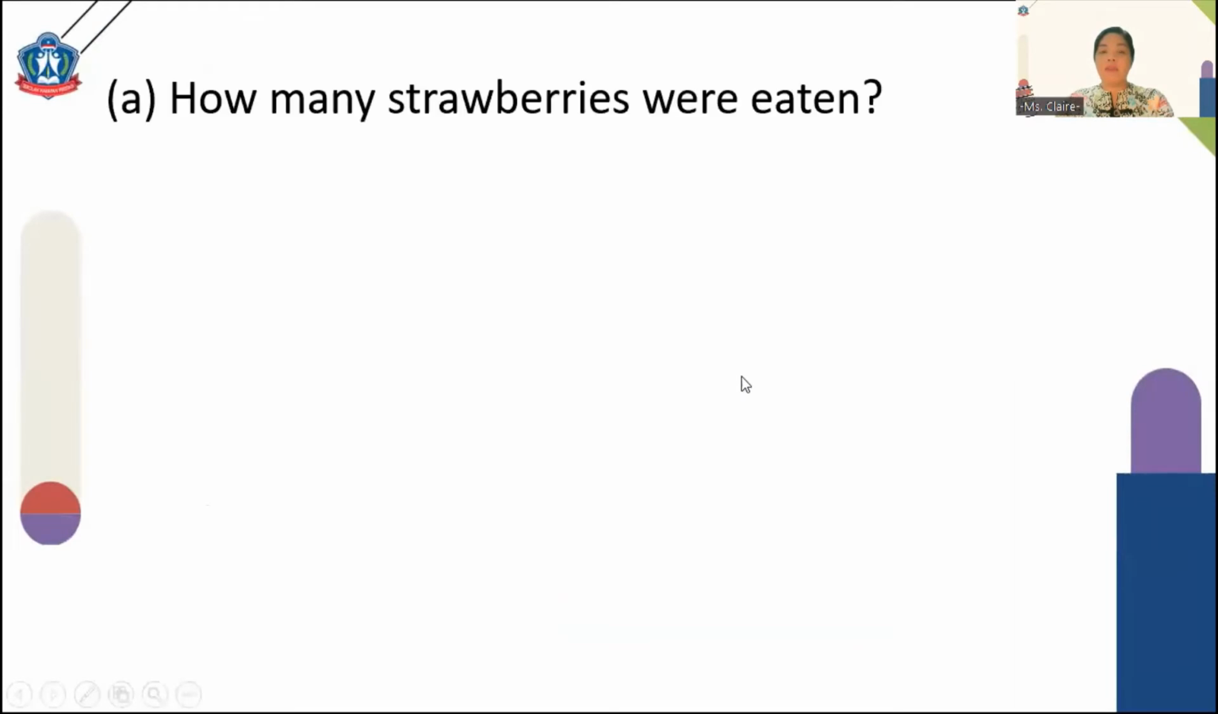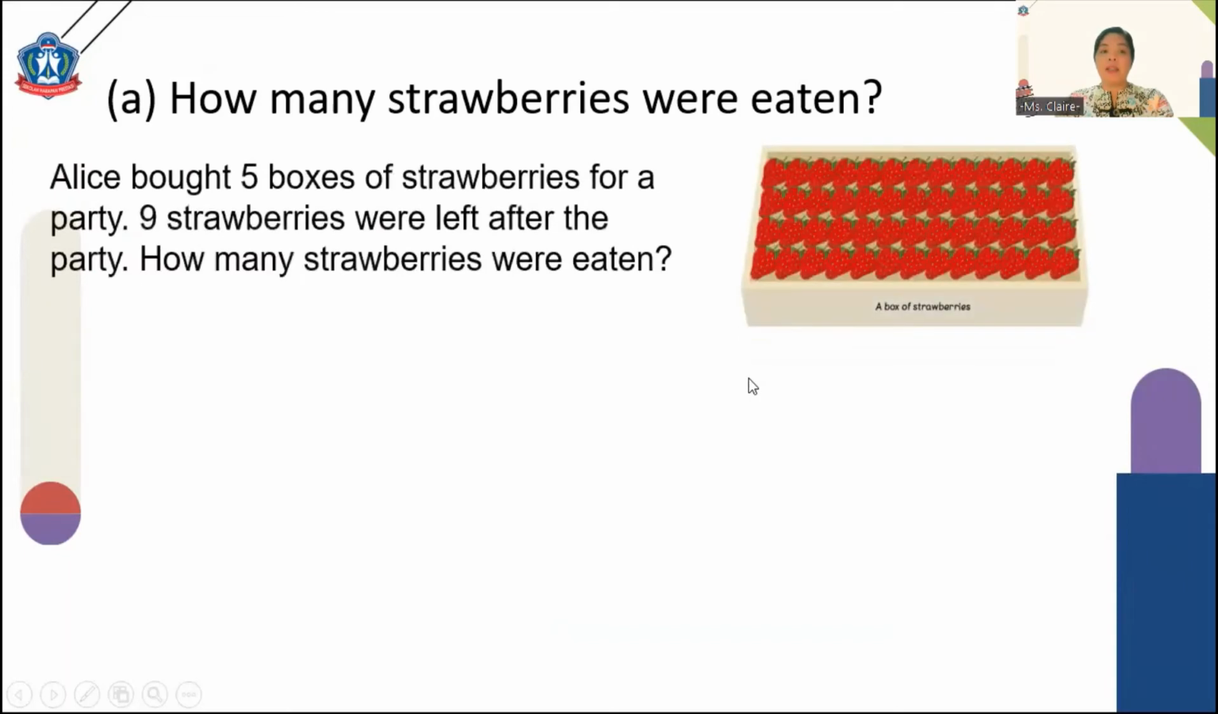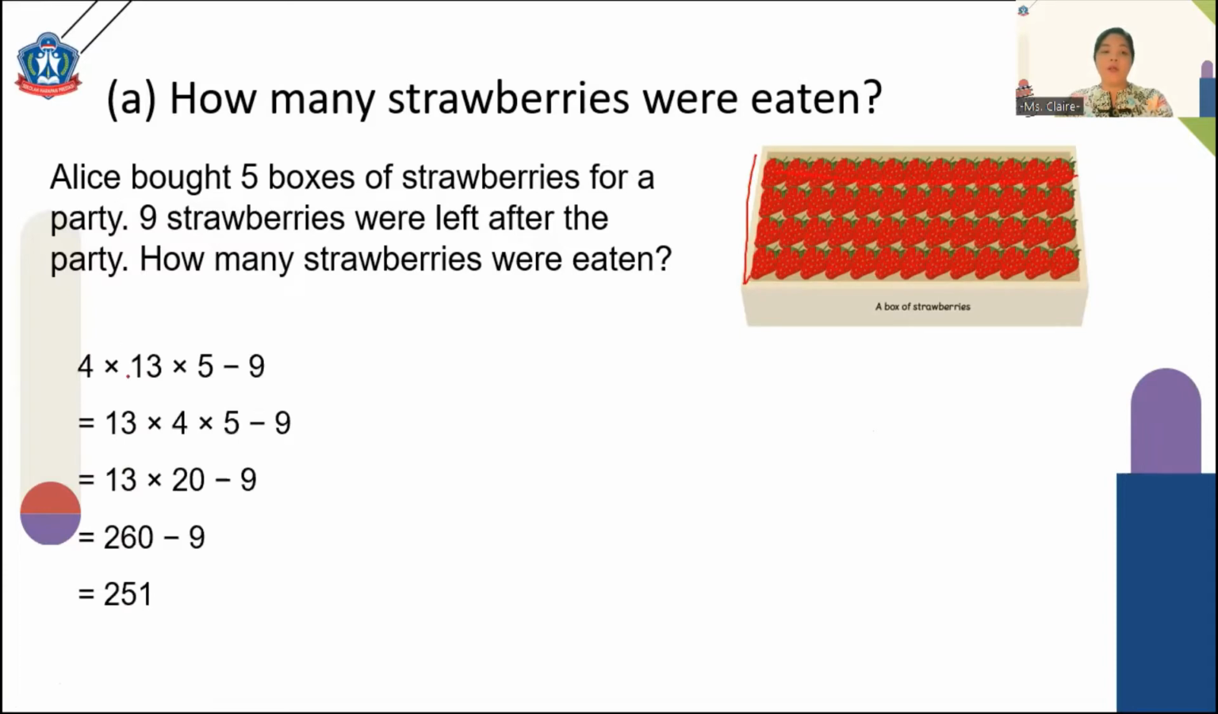I have here another problem. How many strawberries were eaten? Alice bought 5 boxes of strawberries for a party. 9 strawberries were left after the party. So how many strawberries were eaten? First, we need to find how many strawberries in 1 box. So this is 13 strawberries times 4, or 14 times 13 times 5 boxes minus 9.